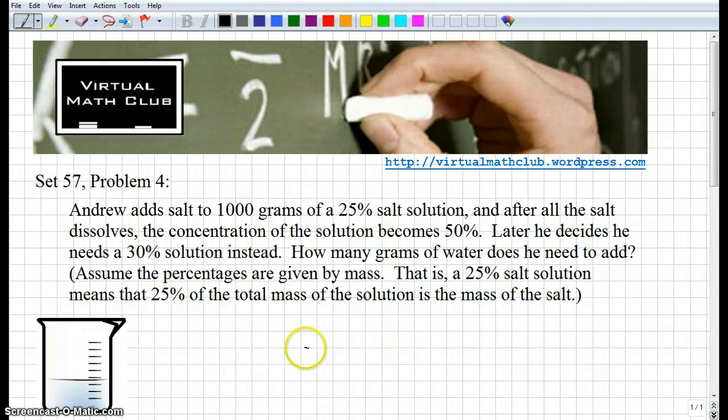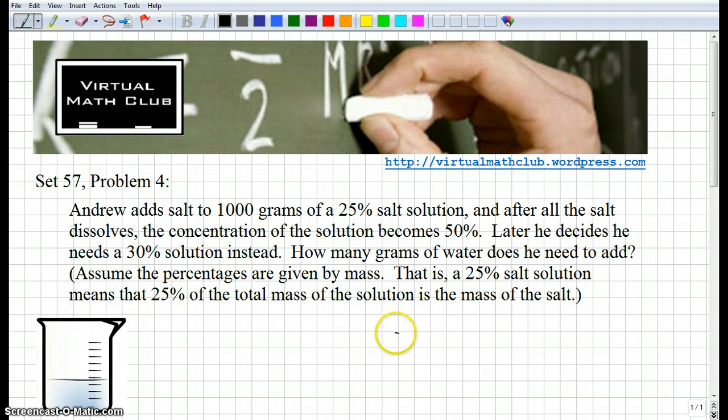Andrew adds salt to 1,000 grams of a 25% salt solution. And after all the salt dissolves, the concentration of the solution becomes 50%. Later, he decides he needs a 30% salt solution instead. How many grams of water does he need to add?